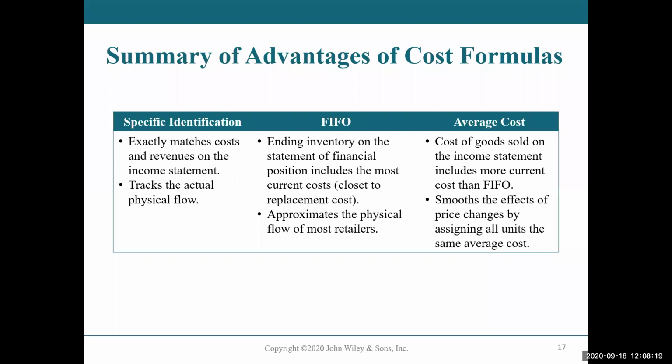And under the average cost method, it's easier to apply because we are averaging out the cost. When the companies average out the cost, basically they are dealing with the peaks and valleys in their revenues and expenses. They are trying to minimize the fluctuations in their cost of goods sold item. So it will smoothen out the effect of these price changes if you are using the average cost formula. So the cost of goods sold on the income statement will include more current cost than FIFO.